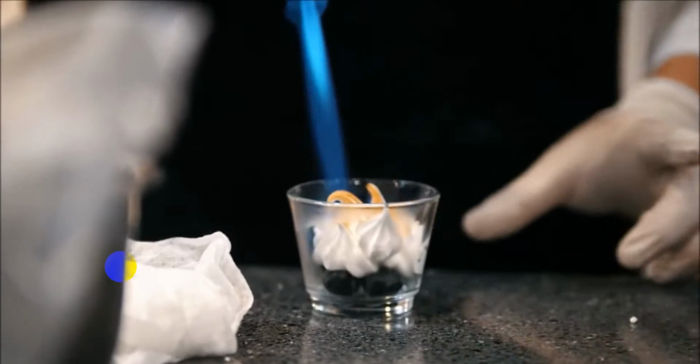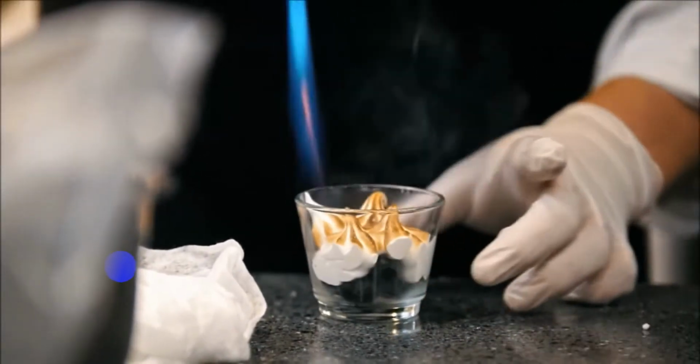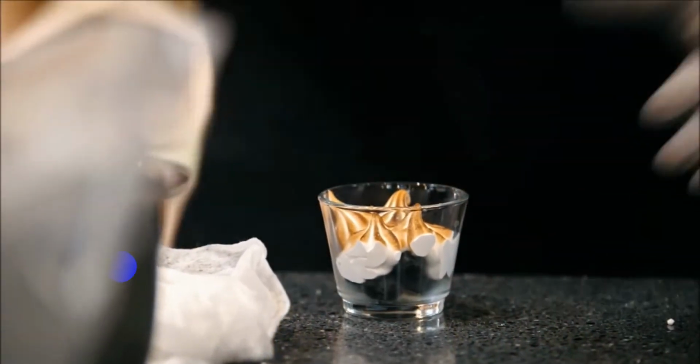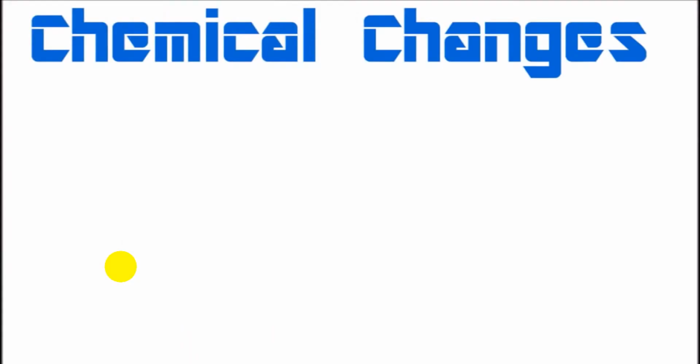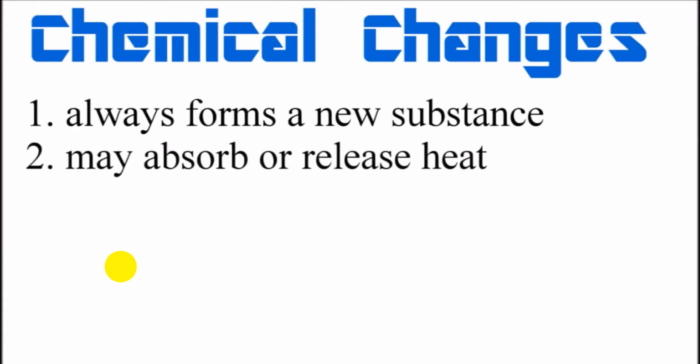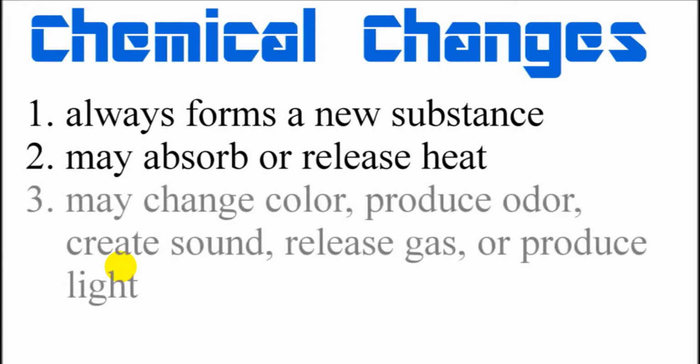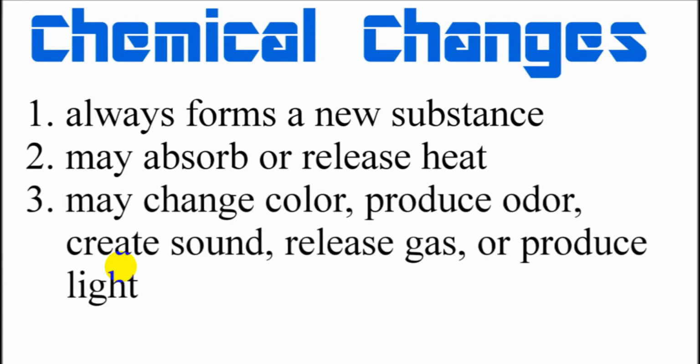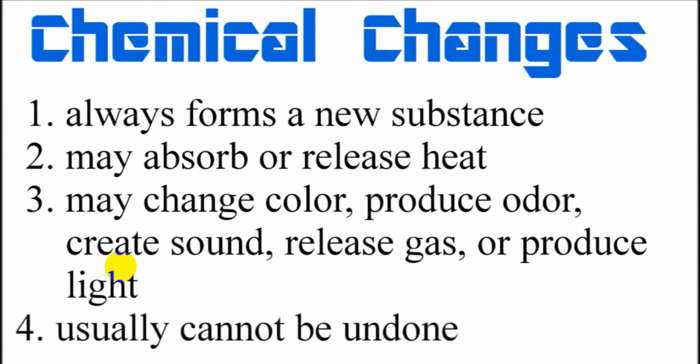Here are some clues to look at if you're not sure whether something is a chemical or physical change. Chemical changes always form a new substance. They may absorb or release heat. Sometimes a chemical change will cause a change in color, produce an odor, create a sound, release gases, or produce light. Chemical changes usually cannot be undone.